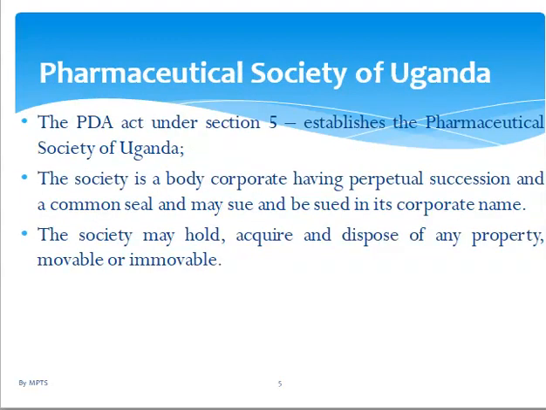Let me go to section 5, talking about the Pharmaceutical Society of Uganda. Section 5 of this Act established the Pharmaceutical Society of Uganda in 1971. The society is a body corporate having perpetual succession and a common seal. It may sue or be sued in its corporate name. It may hold, acquire, and dispose of any property, whether movable or immovable.